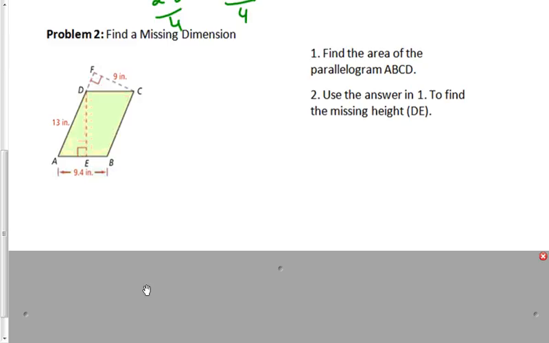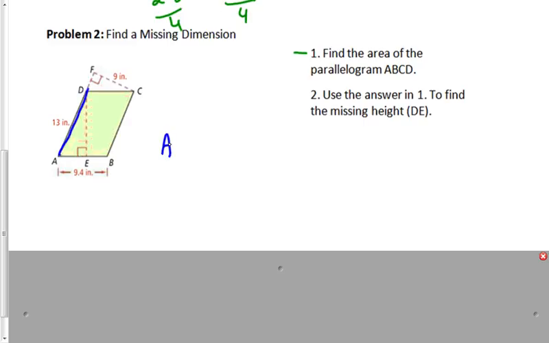We are given quite a bit here. And we're trying to find, so it says find the area of the parallelogram ABCD, and then use the answer to number 1 to find the missing height. Okay, that would be the DE there. So what I'm going to do is utilize the base as this length right here.